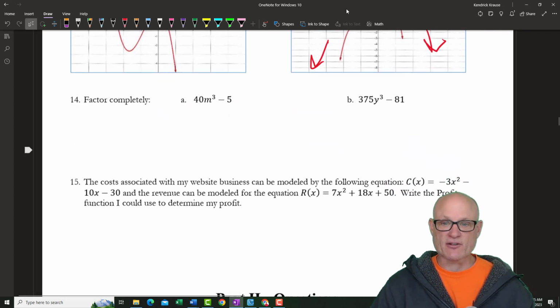14b. 14b, I want to factor this completely. Well, the first thing I'm going to look for is a GCF.